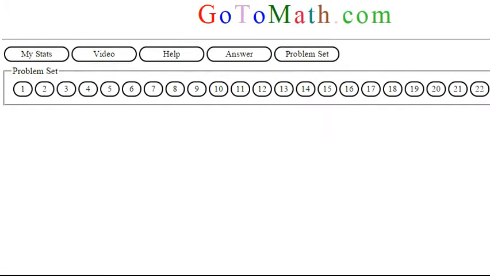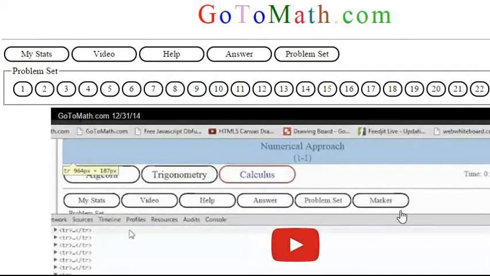The scripture. Alright, we're over here, gotomath.com, studying scripture. No, just kidding. Alright, see you in the next problem.